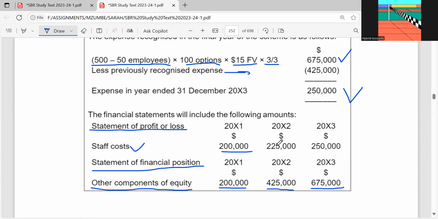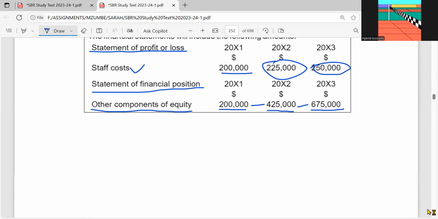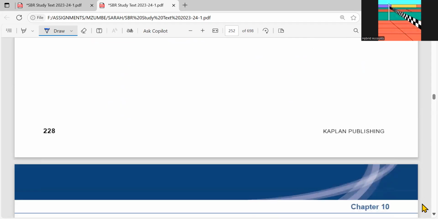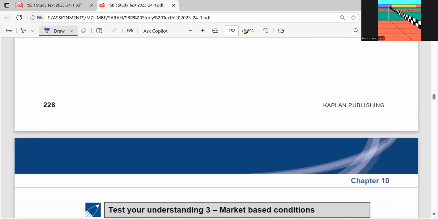How do you get the expense? How did you get this one? You take the difference between equities, 425 minus 200. For the third year, how do you get this expense here? You take its equity, 675 minus 425, right? You do that and everything would be fine, right? Okay, now let's proceed with the other sections.